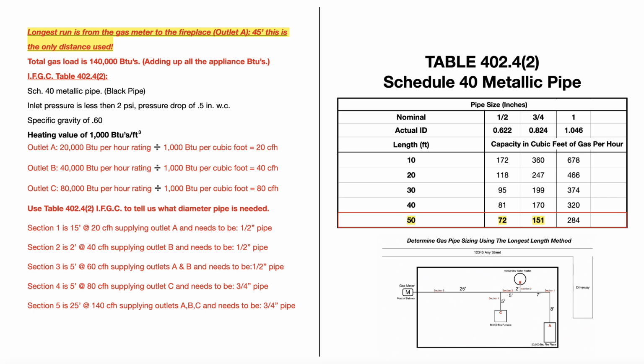always round up to the next highest number on this chart. So say your longest run of pipe was 42 feet, you need to go with the 50 foot. If it was 47 feet, 46 feet, 45 feet and 3/8 inches, you still go with the 50 foot. I hope that makes sense.